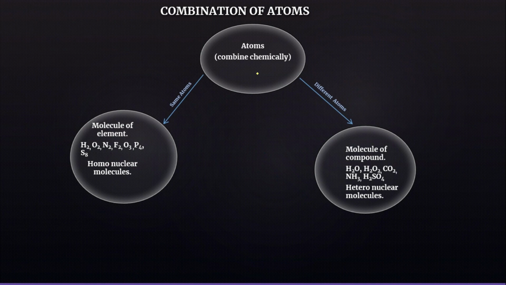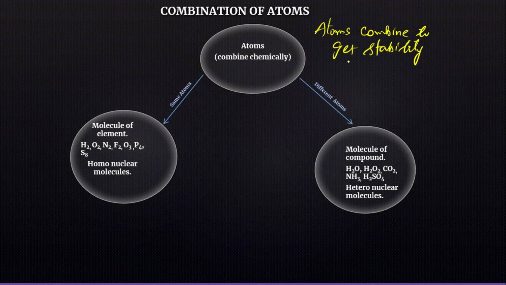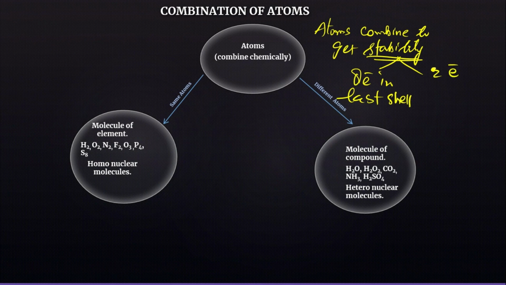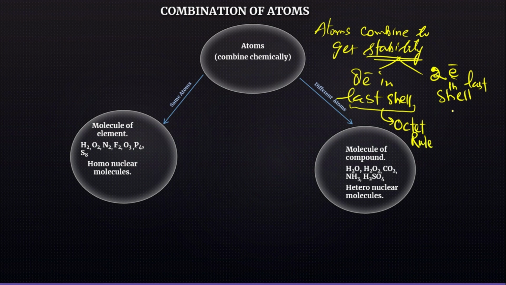So they do combine. First of all, why do atoms combine? That's the question. Atoms combine to gain stability. Stability is having 8 electrons in the last shell of their atoms, or having 2 electrons in the last shell. Having 8 electrons in the last shell is known as the octet rule, and having 2 electrons in the last shell is called the duplet rule.